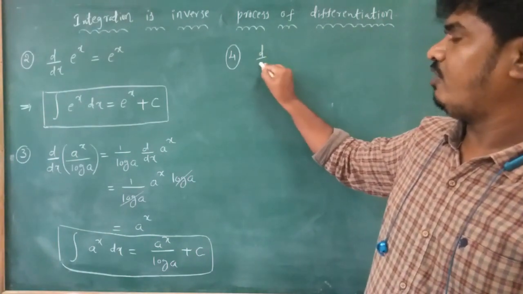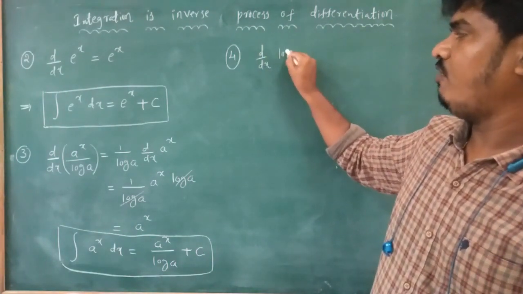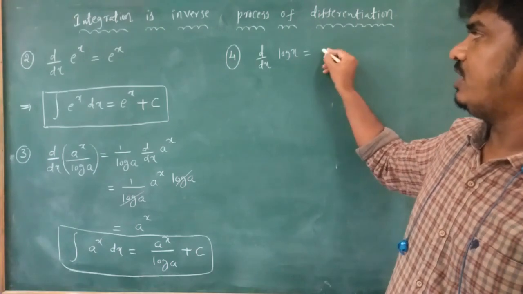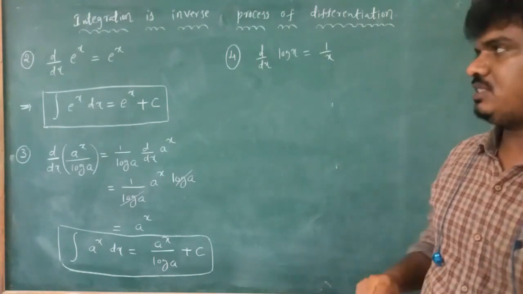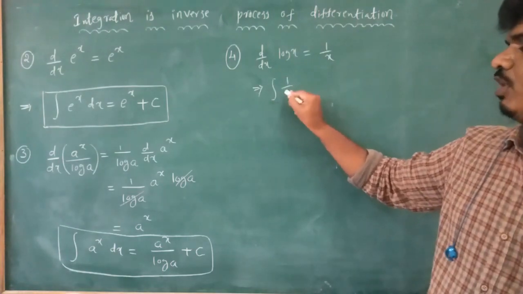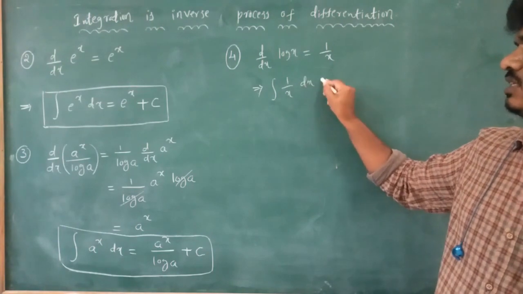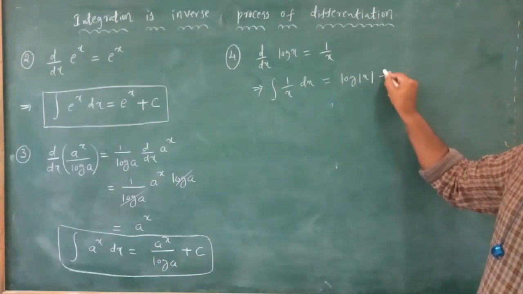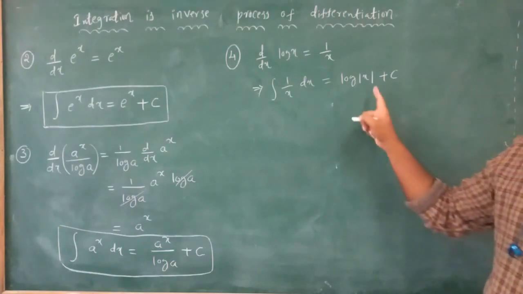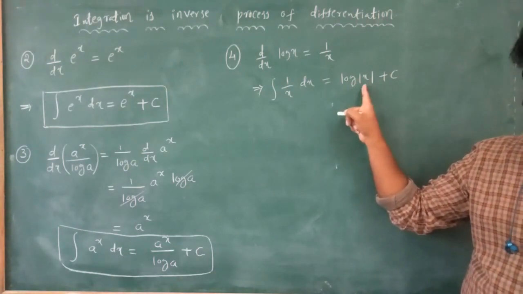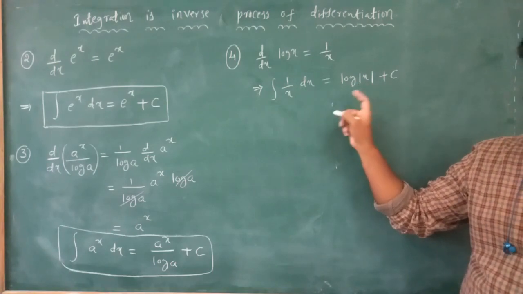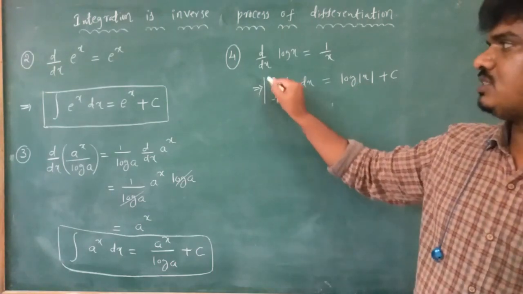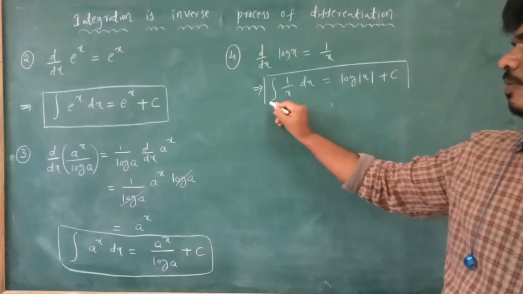What is the derivative of log x? That is 1/x. The integral of 1/x dx is equal to what? Log mod x plus c. Already said that log takes positive values, so it is compulsory to take the mod. It is the fourth formula.